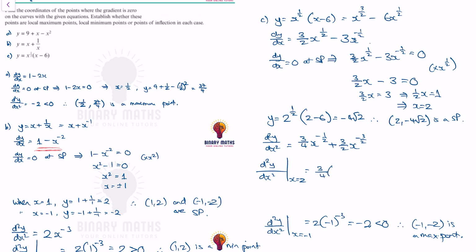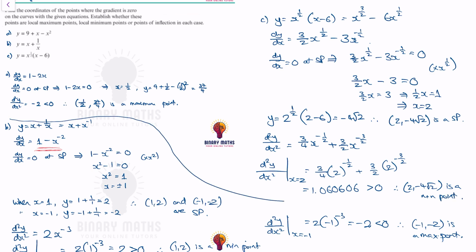So I get 3 over 4 times 2 to the power of minus a half, plus 3 over 2 times 2 to the power of minus 3 over 2. Now if I input that into my calculator, I'm just using the value to determine whether it's a maximum or minimum point. So something like this, which is greater than 0. Therefore, 2 minus 4 root 2 is a minimum point because it's greater than 0. That would be it. Let me just separate it out.